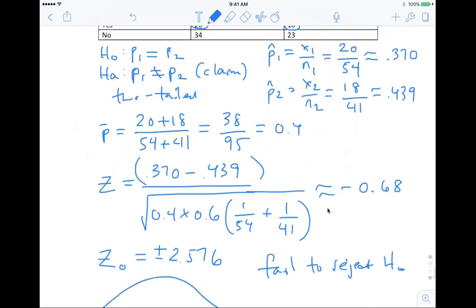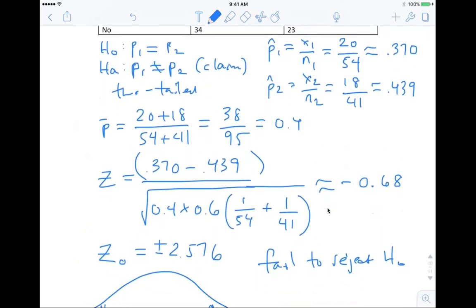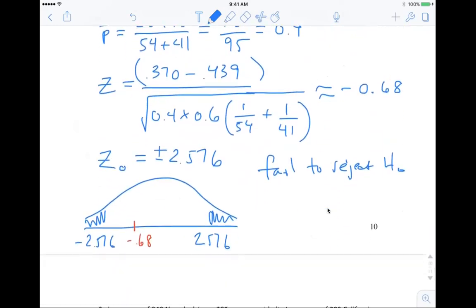And then we combine it. So H sub a was the claim, and we could not reject H sub 0. So there is insufficient evidence to support this claim.